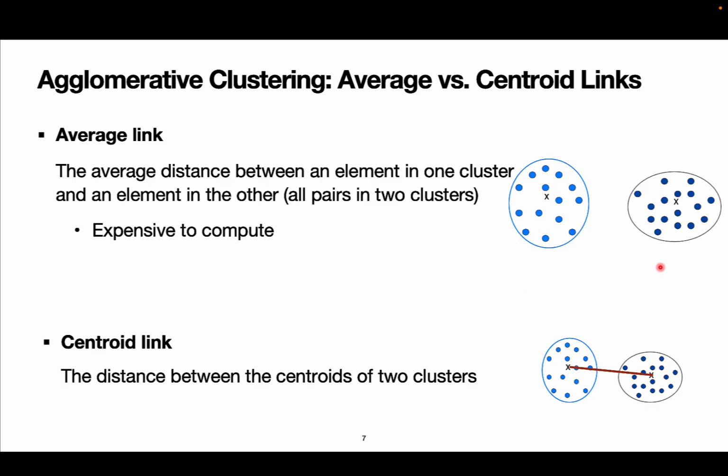On the other hand, the centroid link defines the distance as the distance between the centroids. So instead of computing all pairwise distances as in the single link, complete link, and average link methods, we just compute the mean of each cluster and then the distance between these two means, which makes it faster to compute, but it also assumes that the clusters are spherical in shape.